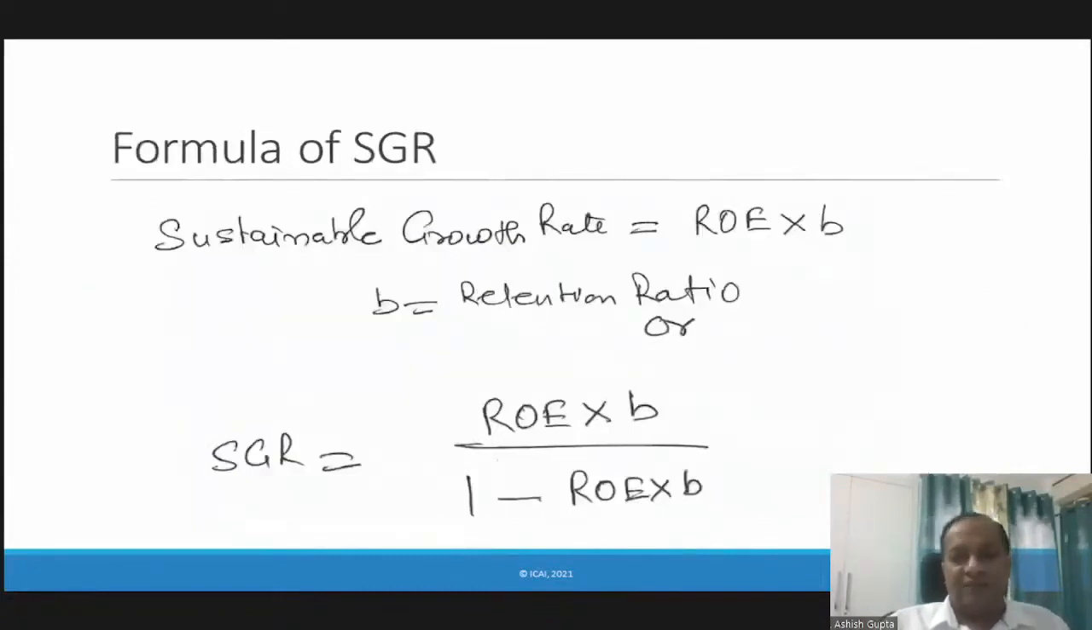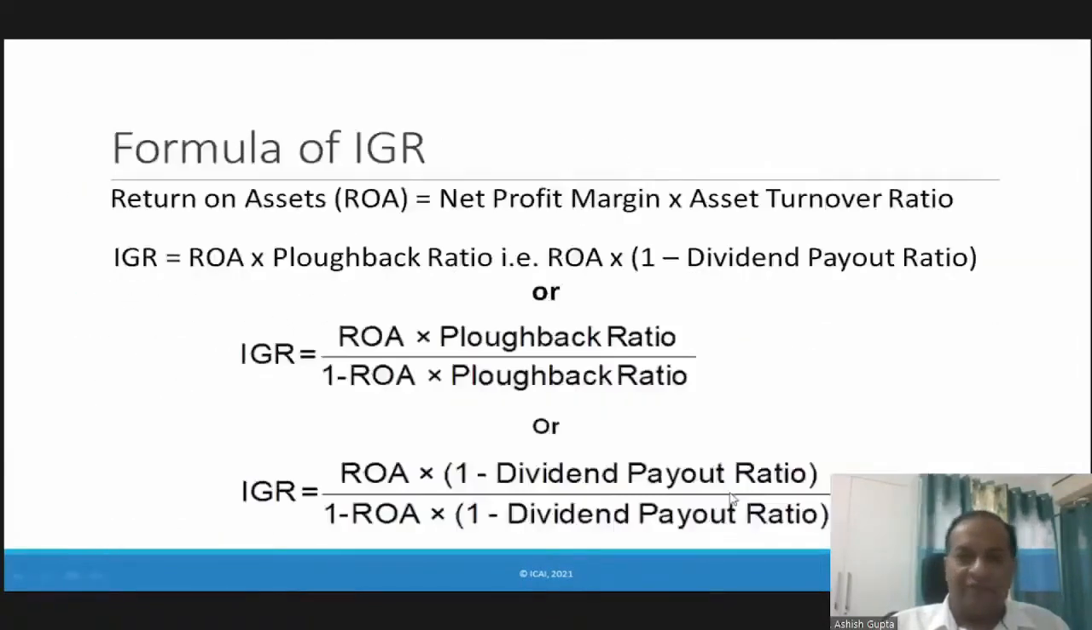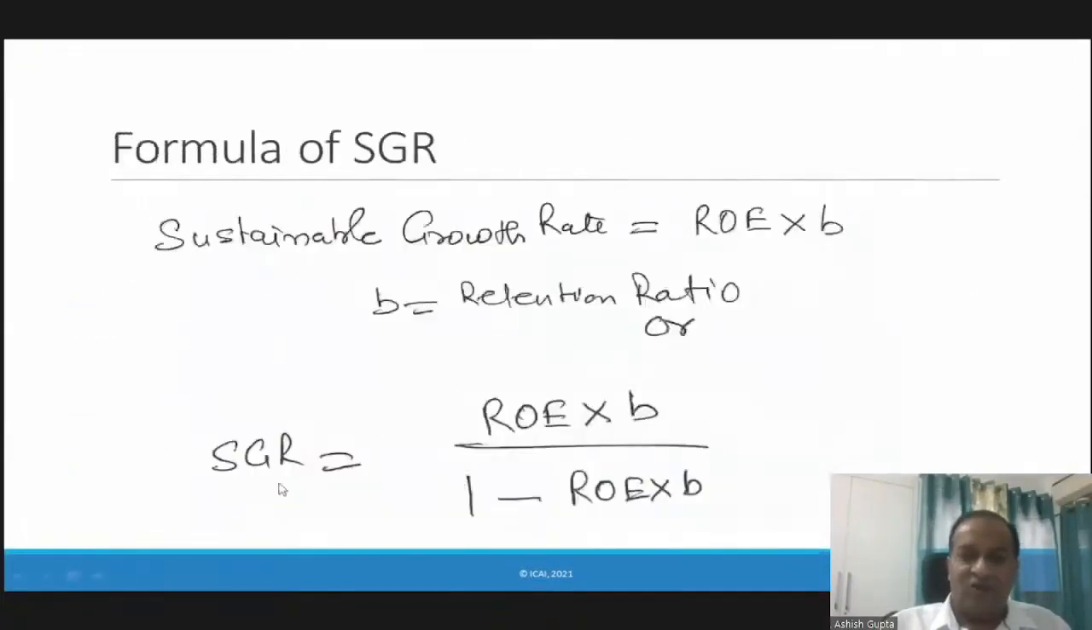Now, this is the formula. ROE, that is return on equity, into the retention ratio, or ROE into b upon 1 minus ROE into b. That's the same way that we have done here. The only difference is that instead of ROA, here it is ROE.